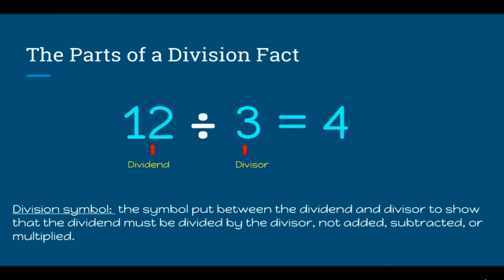We of course need to know what the division symbol is. It's the symbol that we put between the dividend and the divisor to show that the dividend must be divided by the divisor, not added, subtracted, or multiplied.